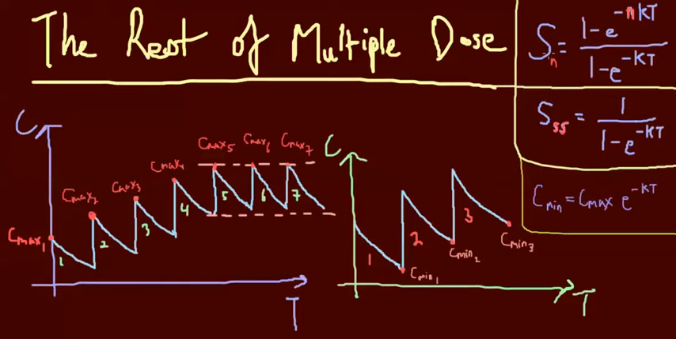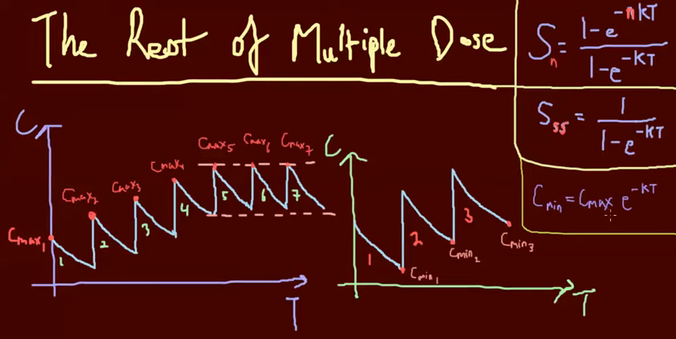So we know the accumulation factor is S, and that's really important. Basically, it's kind of like a shortcut for us to find whatever C max is at a certain dose. So if you want the C max at dose number 7, all we need is the accumulation factor at 7, where n is what number dose it is. And then we have the accumulation factor at steady state. So that's what happens after a big N, what's going to be your accumulation factor, and that helps us find C max at steady state also.